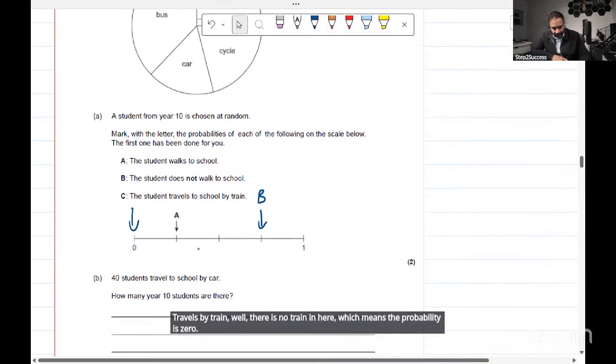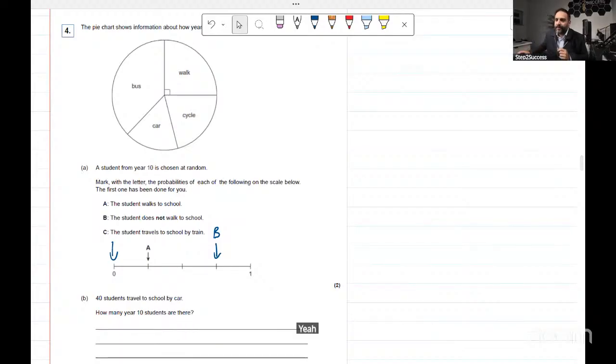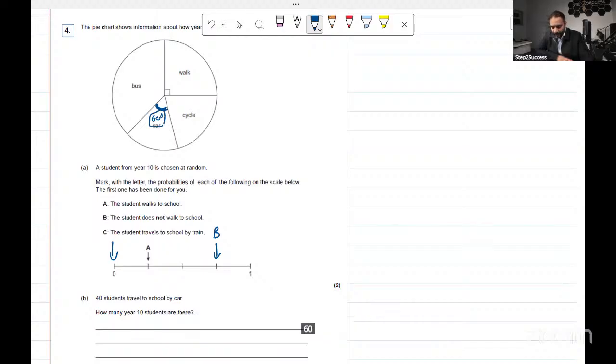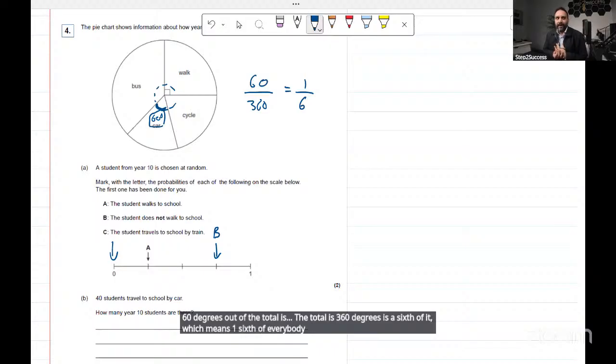40 students travel by car. How many year 10 students are there? See, I don't think you can do this without some sort of measurement. I just don't think you can. So the only way to do this question is actually to measure that angle. If you do measure it, which you can use a protractor to do, it turns out to be 60 degrees. 60 degrees out of the total 360 degrees is a sixth of it, which means 1/6 of everybody travels by car.